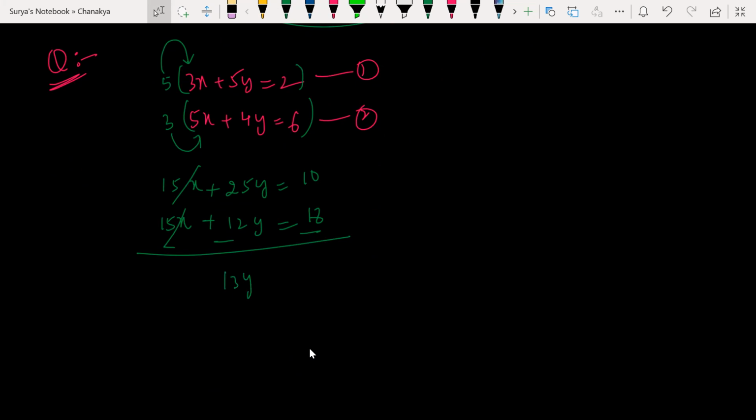13y is equal to how much? Minus 8. Yes or no? So y is equal to minus 8 by 13. Sir, do we have to use the same symbol for all the things?